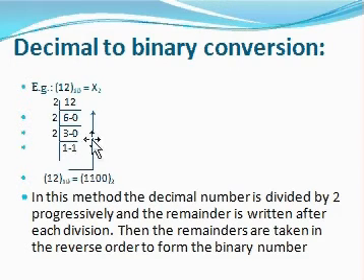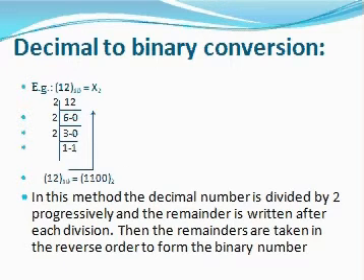This example shows how to convert a decimal number into binary. So the binary equivalent of 12 is equal to 1100. So it is divided by 2, and every time the remainder is written on the right side, and finally the remainders are taken in the reverse order: 1, 1, 0 and 0.